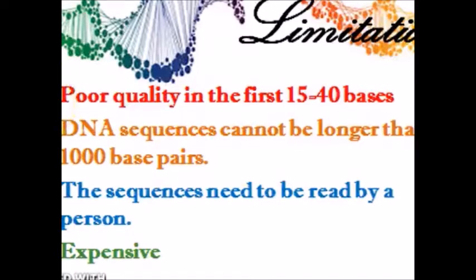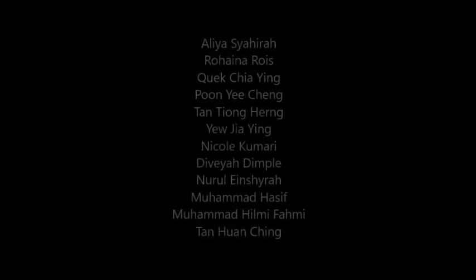The common challenges of DNA sequencing with the Sanger method include poor quality in the first 15 to 40 bases of the sequence due to primer binding. The length of DNA being sequenced cannot be longer than 1000 base pairs, or it will be completely inaccurate. In addition, this technique of sequencing has another major flaw as it requires that the sequences be read by a person. Lastly, the most significant burden of the Sanger methodology is the cost.